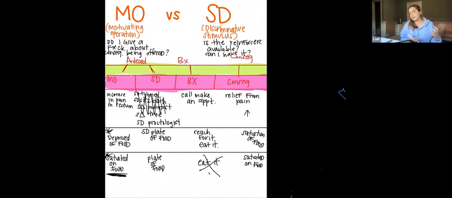But to understand the difference, the MO is that background information of what's happened before that would change the value of the consequences being offered. And the SD is what's signaling, hey, we can meet that need that you have. We're signaling availability of reinforcement right here. And that's always changing. All right, so that's our MO versus SD.